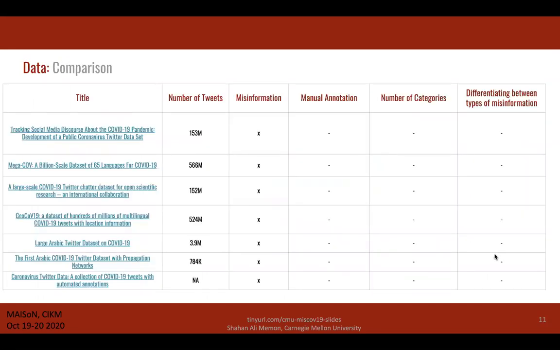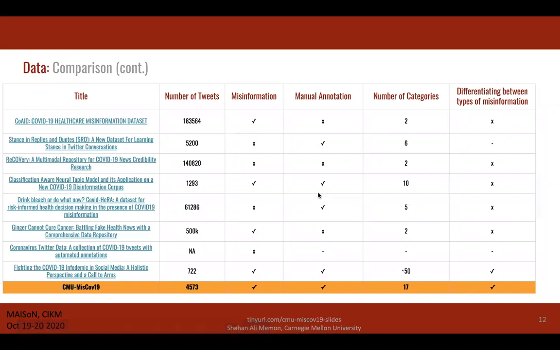Of course, our data set is not the only COVID-19 related data set out there. Most of the data sets that were published related to COVID-19 at the time of submission of this paper were generic in nature, so they did not have any annotations. The other data sets that did have annotations either employed automated annotations using transfer learning or semi-supervised methods, or were not specifically designed for misinformation.